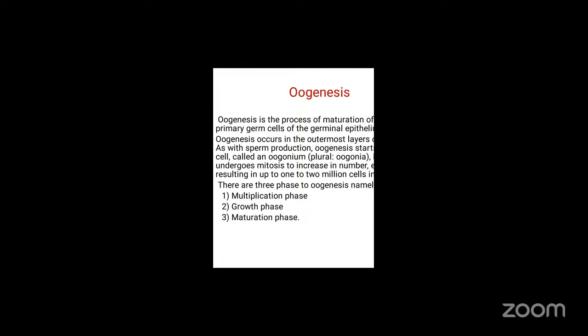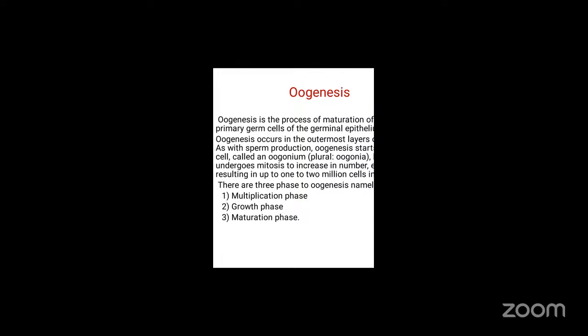So there are three phases in oogenesis, as we have seen earlier in the case of spermatogenesis, that is the multiplication phase, growth phase, as well as the maturation phase. Like spermatogenesis, oogenesis is nothing but the maturation of the primary germ cells of the germinal epithelium. Oogenesis, like spermatogenesis, also occurs where? The outermost layers of the ovaries. Whereas spermatogenesis occurs in the testes, oogenesis occurs in the ovary.